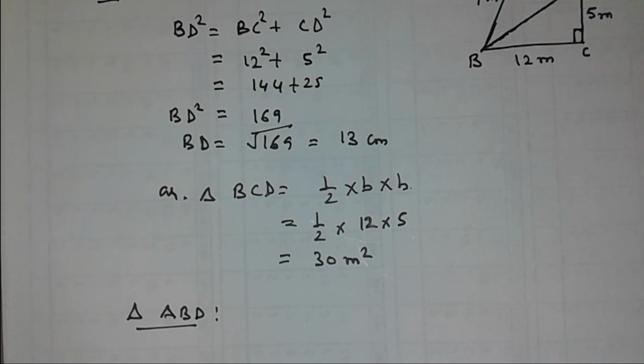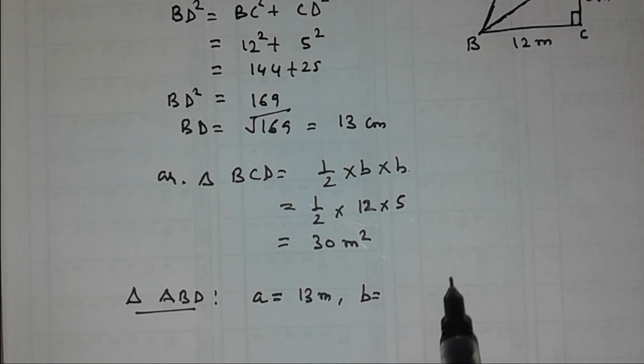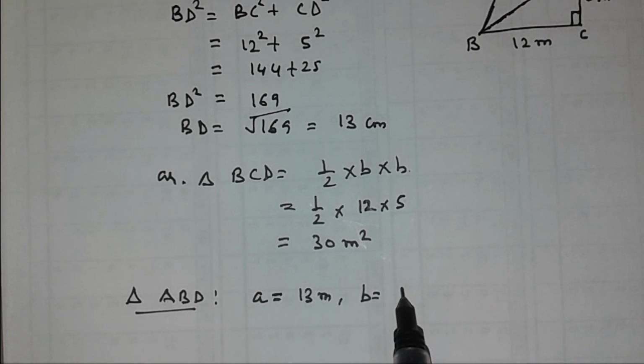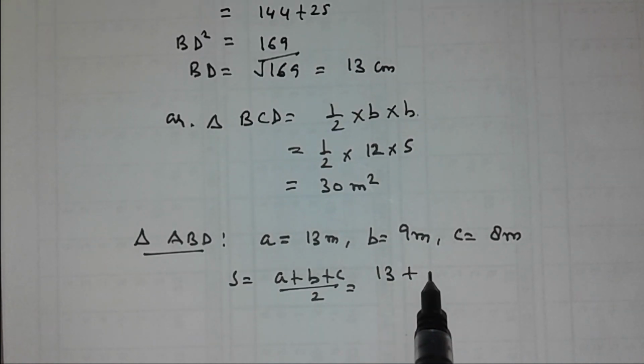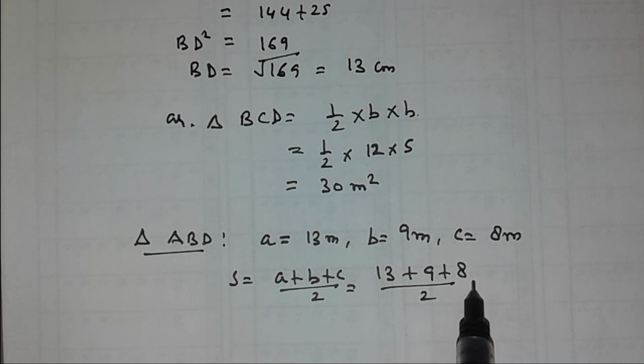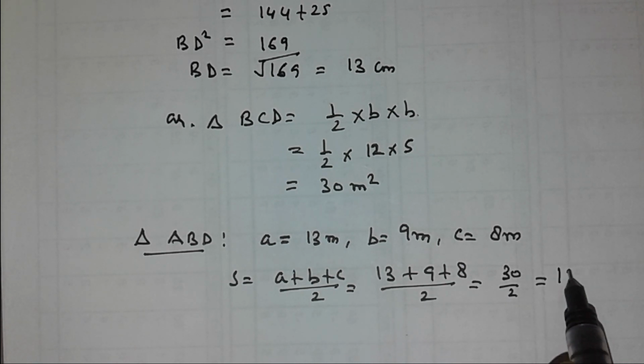In this triangle, we will use Heron's formula. So first a, side 1 is equal to 13 meters, b is equal to 9 meters and c is equal to 8 meters. So first find s, a plus b plus c divided by 2, that is 13 plus 9 plus 8 divided by 2, is equal to 30 divided by 2, so that is equal to 15 meters.